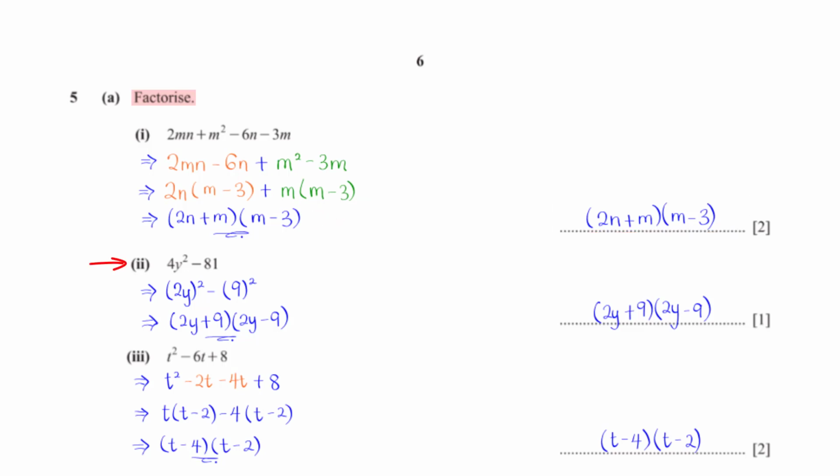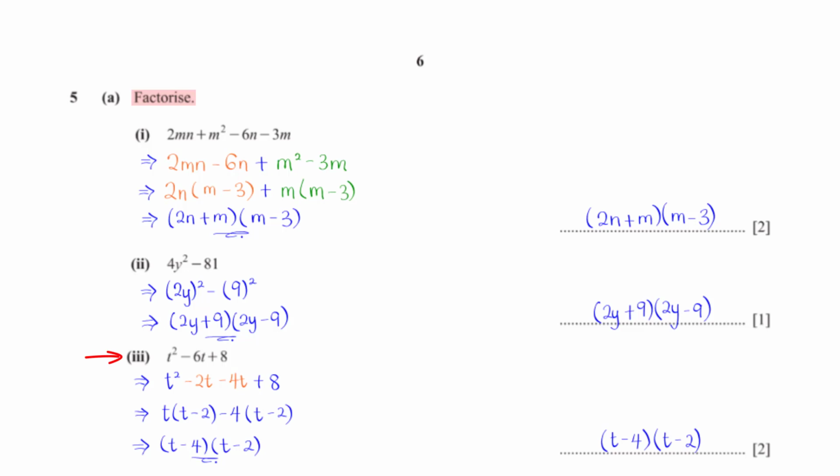Factorize 4y squared minus 81. We see that 4y squared and 81 are perfect squares, so we can rewrite the expression as 2y all squared minus 9 squared. By applying the factorization for the difference of two squares, we can rewrite this as 2y plus 9 times 2y minus 9.